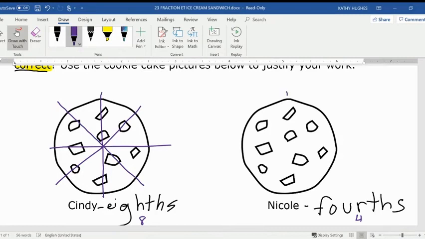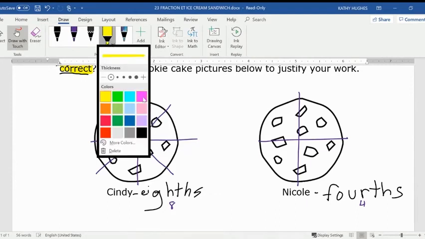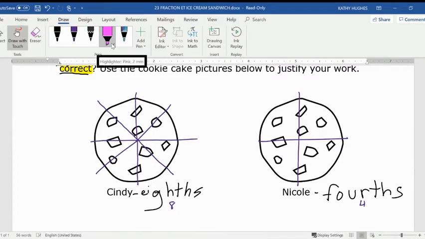Fourths. So for fourths, you're going to partition it top to bottom, right down the middle, and then side to side, right down the middle. Same color, what you're going to do is you're going to shade. And what does shade mean? Good. Shade means to color.